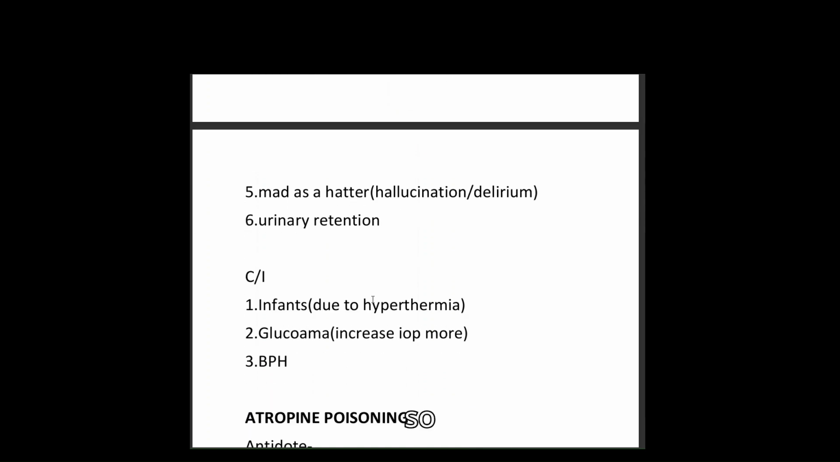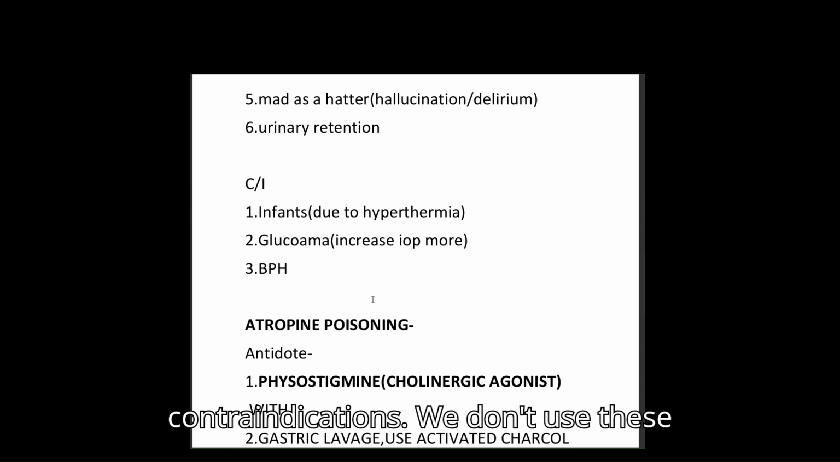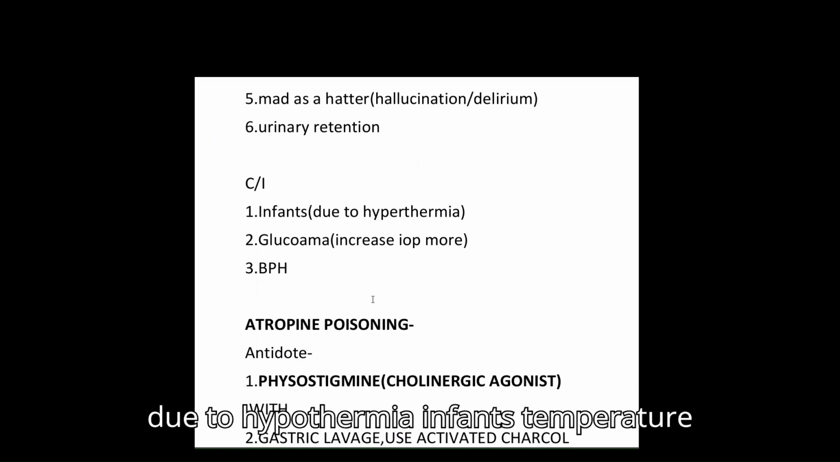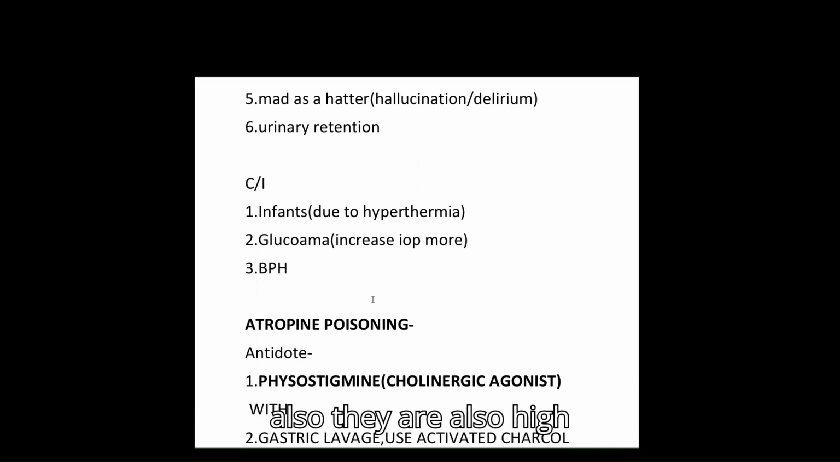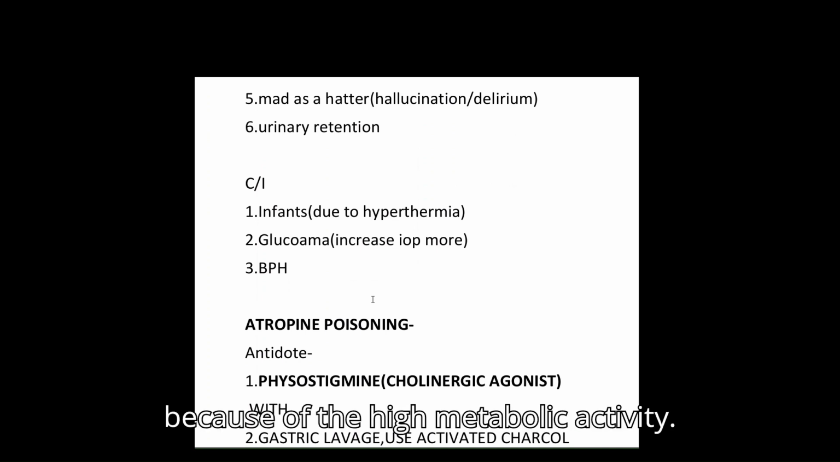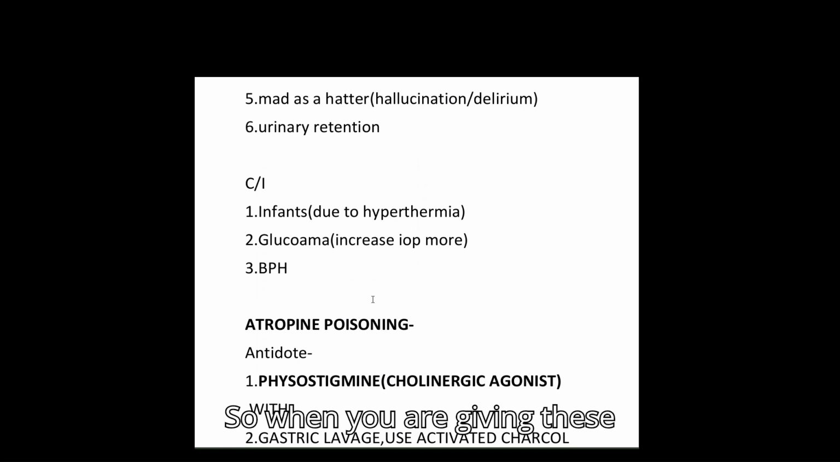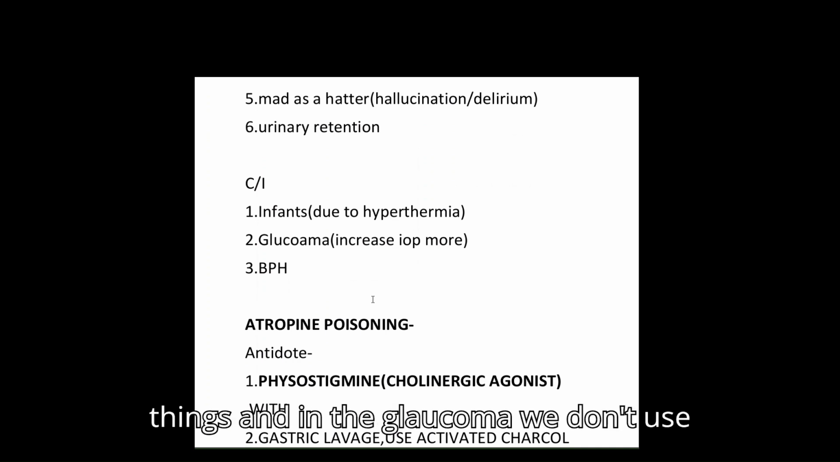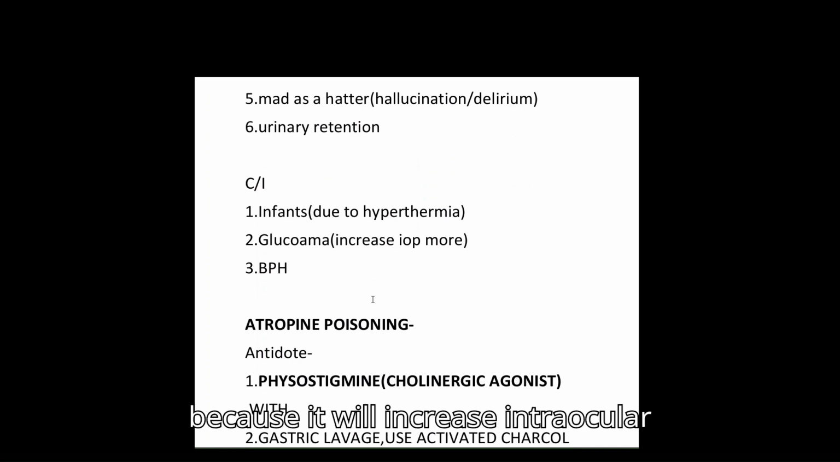Okay. So contraindications: we don't use these drugs in infants, due to hyperthermia. Infants' temperatures are also high because of the high metabolic activity. So when you give this anticholinergic drug, severe hyperthermia will rise, and the infant could die. So we don't use those drugs. And in glaucoma, we don't use them because they will increase intraocular pressure.